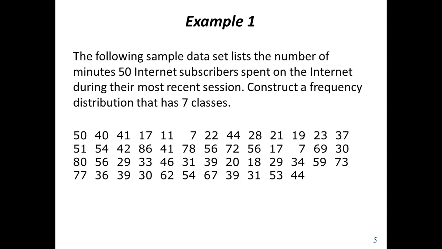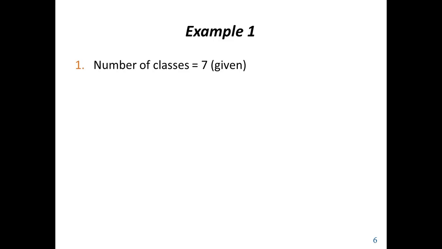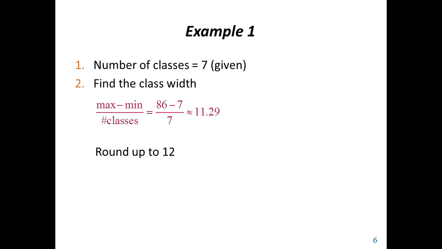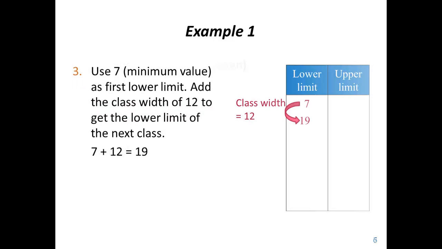So in this problem we have 50 data. As you can see, the minimum value is 7, it's here, and the maximum is 86, and we have to use 7 classes. So we have to calculate the class width. 86 minus 7 divided by 7 classes. So this is 11.3. Always we have to round up. So in this case we round up to 12.